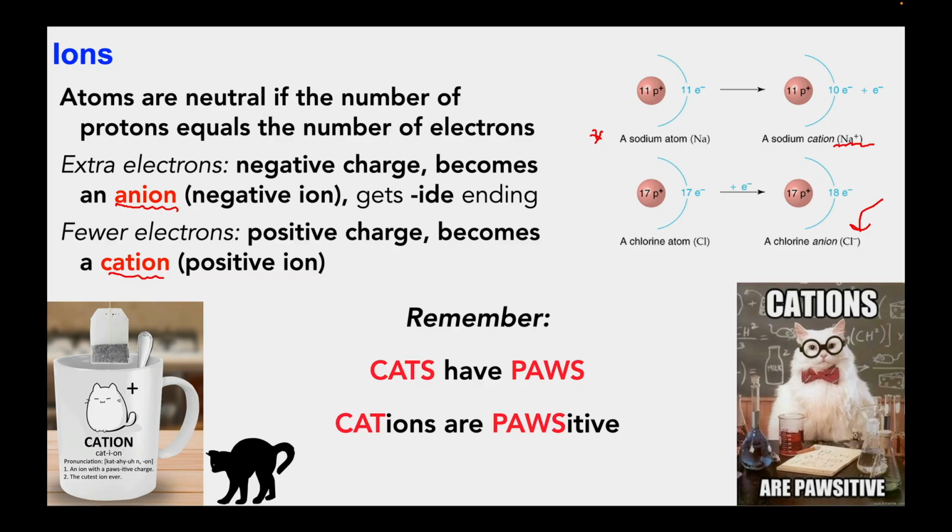And if you want to get technical, we're going to see that a lot of times that chlorine anion is called chloride. So the IDE can sometimes tell you that you have a negative charge. Now, if anion and cation are new terms to you, which is totally cool, just remember here, which is kind of silly, cats have paws, so cat ions are positive.